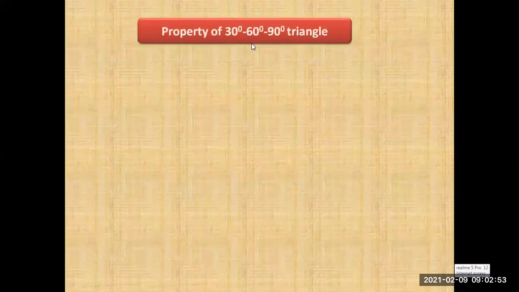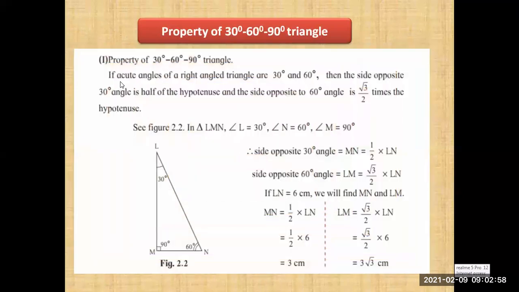Now, the first one is the properties of the 30, 60, 90 degree triangle. Let's see. If the acute angles of a right angle triangle are 30 and 60, then the side opposite the 30 degree angle is half of the hypotenuse and the side opposite to 60 degree is root 3 by 2 times the hypotenuse. See the figure? In this figure, triangle LMN, angle L is 30 degrees, N is 60 degrees, and M is 90 degrees. So this is the 30, 60, 90 triangle.